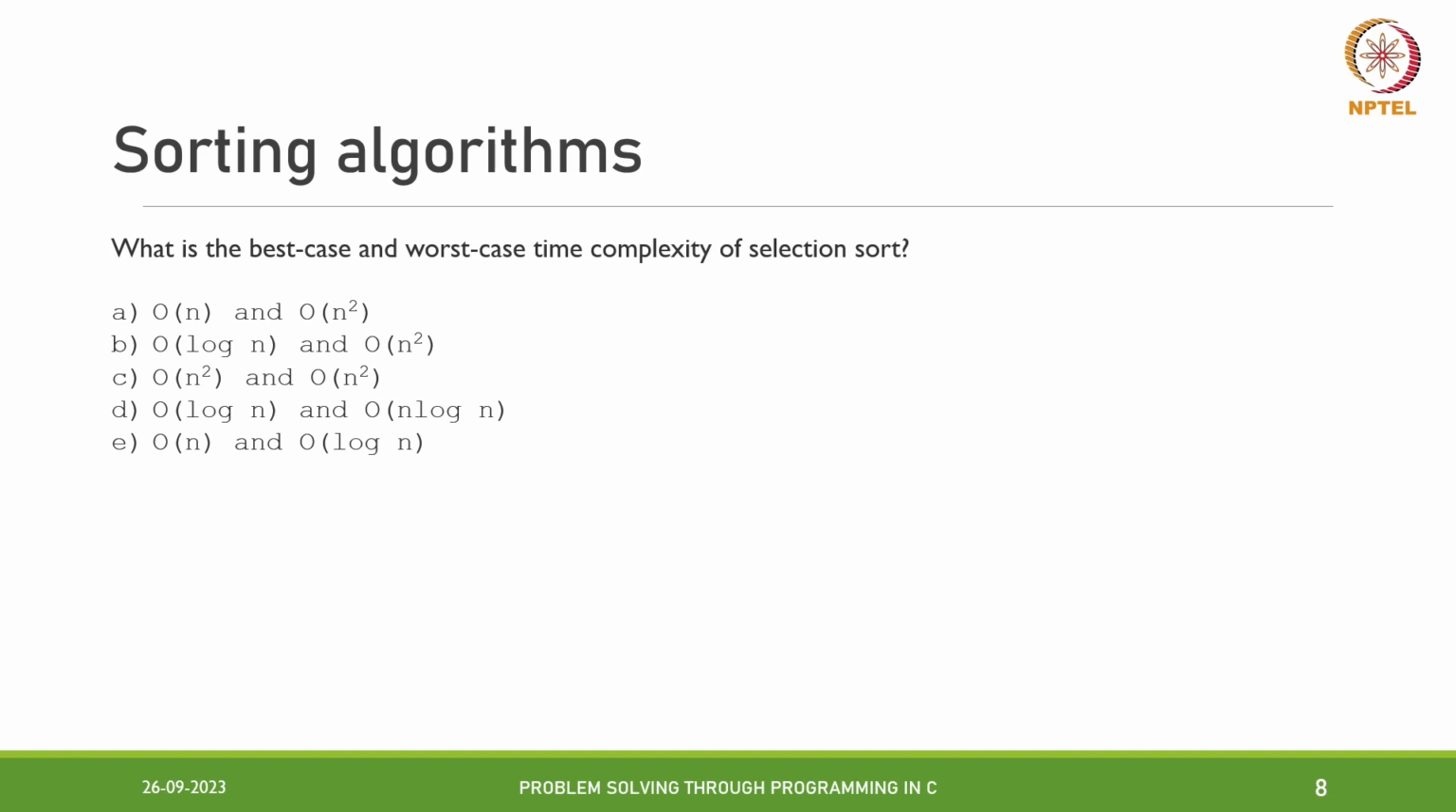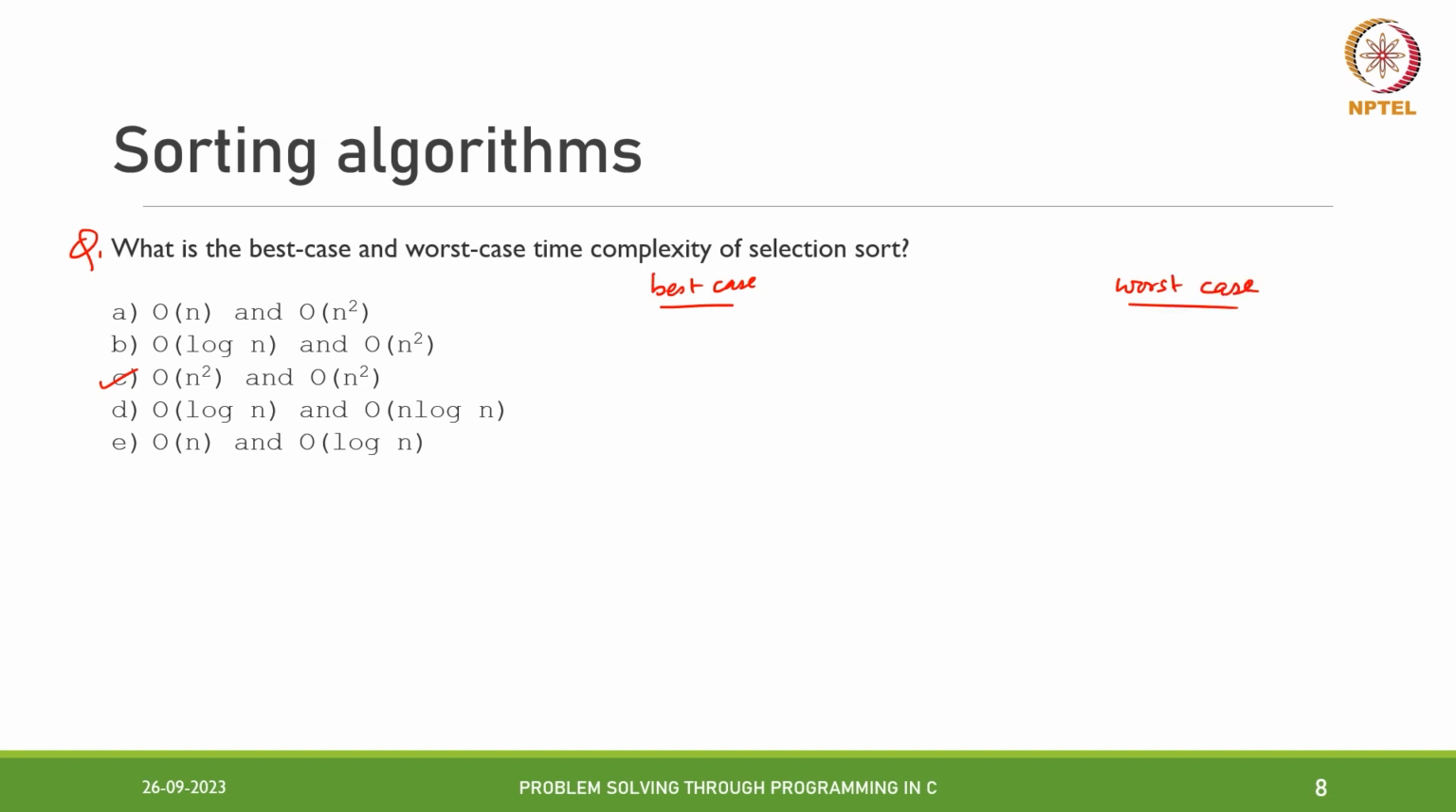Right now I'll discuss selection sort. What is the best case and worst case time complexity of selection sort? We already saw this just now, and it was O of n square and O of n square. But I will take a small example, and I will explain to you how we are calculating that.